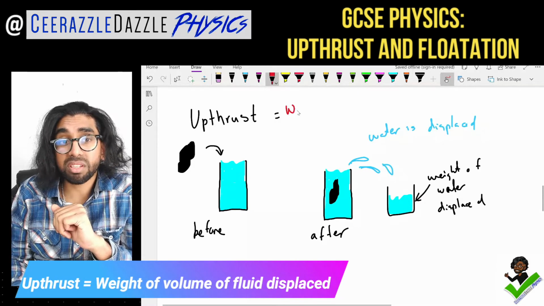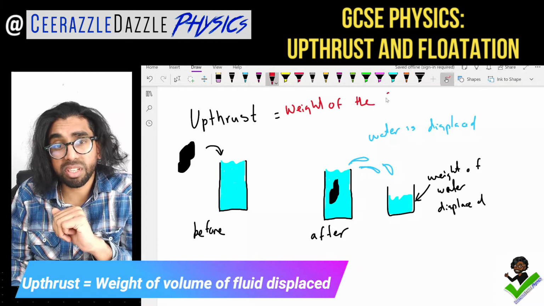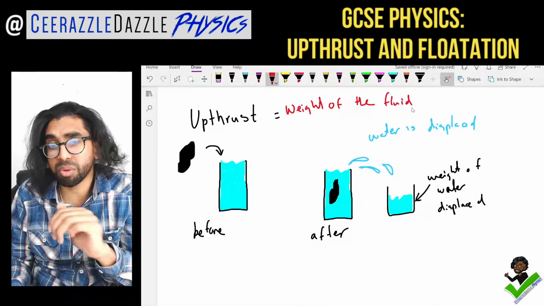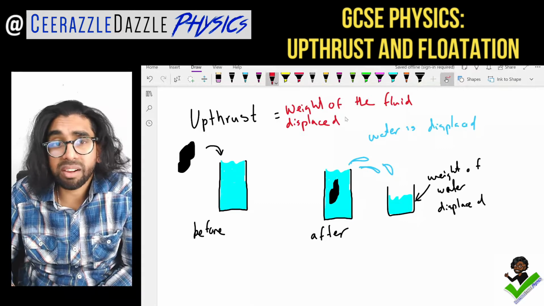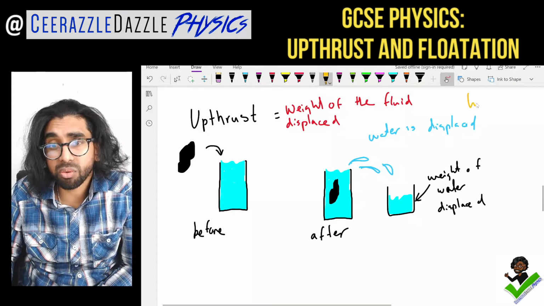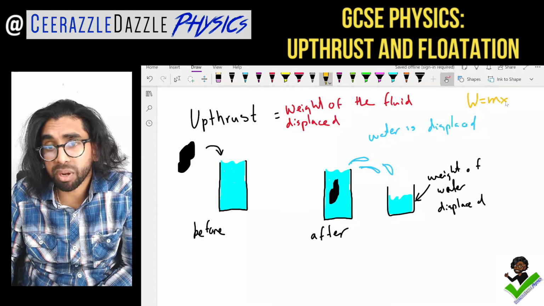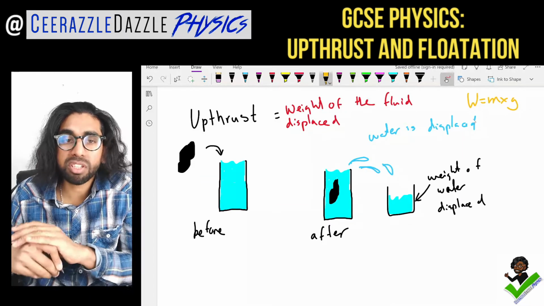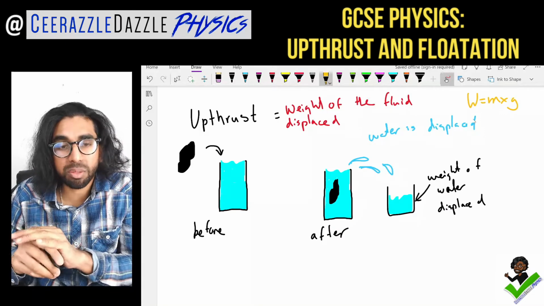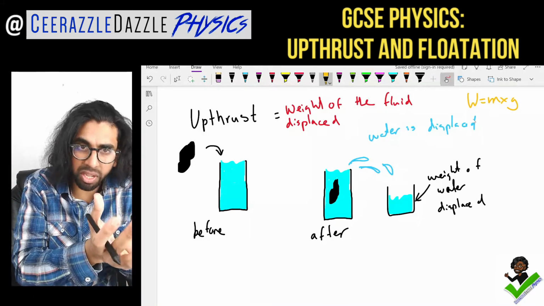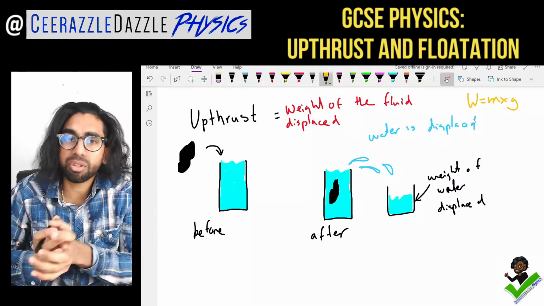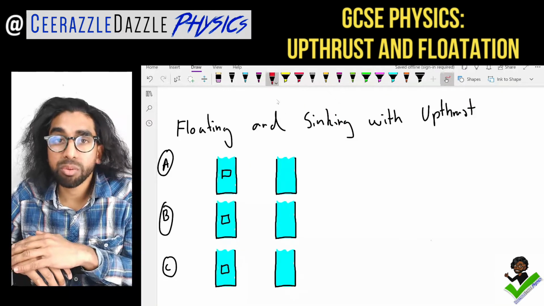So it's equal to the weight of the fluid displaced. I'm putting the word fluid down because it might not be water. The weight of the fluid displaced. And if you've forgotten, the weight of an object is equal to the mass multiplied by gravity. Happy with that? So upthrust is also equal to the weight of the fluid displaced. If you chuck a rock in there, you collect the water which is displaced, you weigh that, that will be equal to the upthrust.